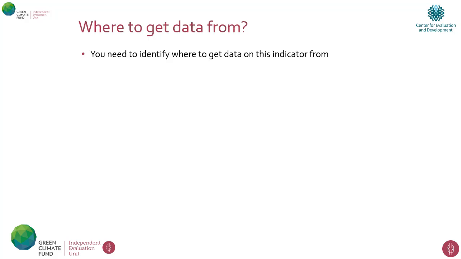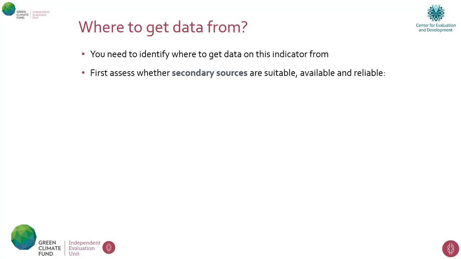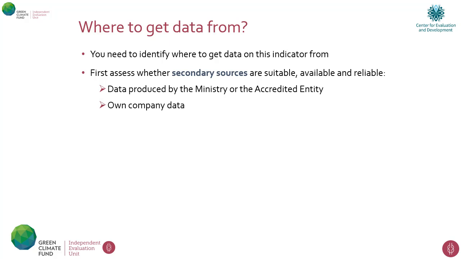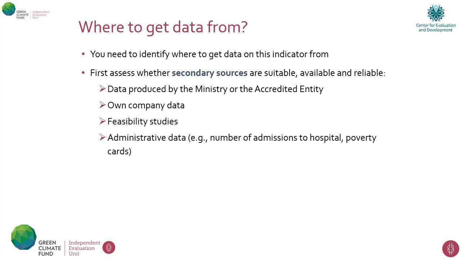Okay, now you know everything about SMART indicators. The last step is where to get data from. As a first step, you need to assess whether secondary sources could be suitable, available, and also reliable to obtain data on your indicators. You could look at data produced by the ministry or the project accredited entity. You could also use your own company data if you are a private firm. You could turn to feasibility studies conducted for the project, or to administrative data, such as the number of admissions to hospital.